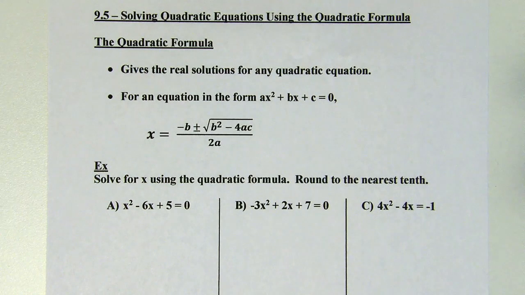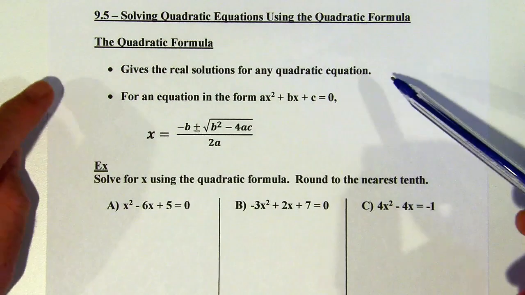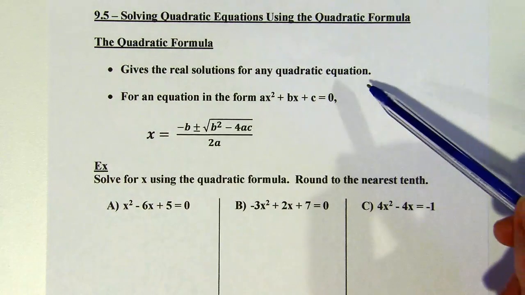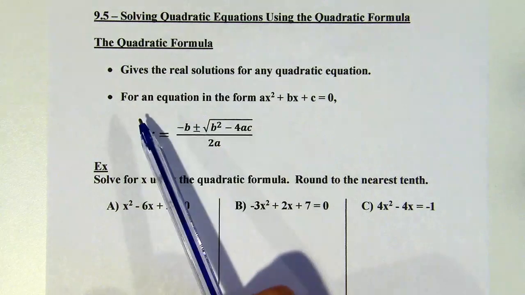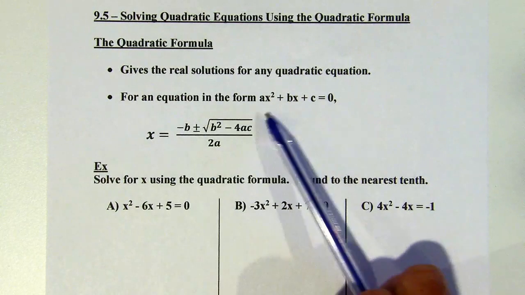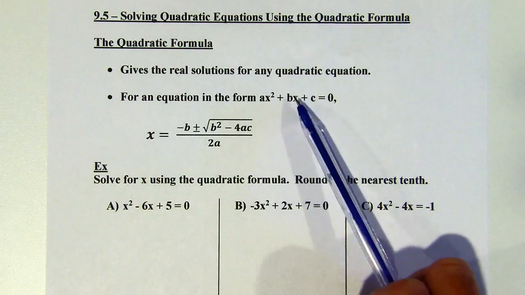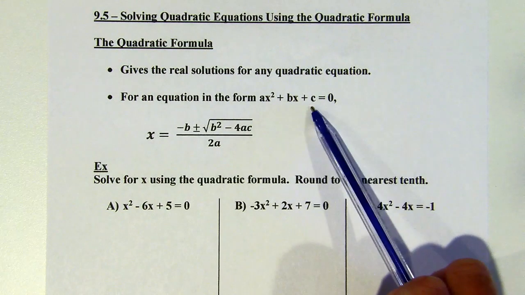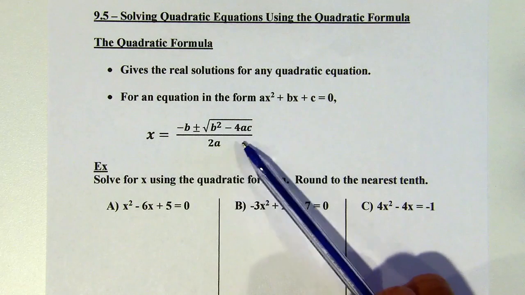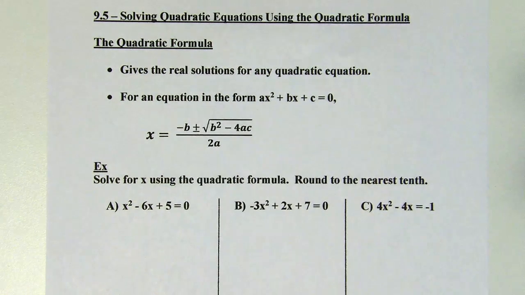9.5, solving quadratic equations using the quadratic formula. So the quadratic formula is a formula that's going to give us the real solutions to any quadratic equation, okay? So for any equation in this format, where you have something x squared plus something times x plus another number equals 0, then x is always going to equal all of this, okay?